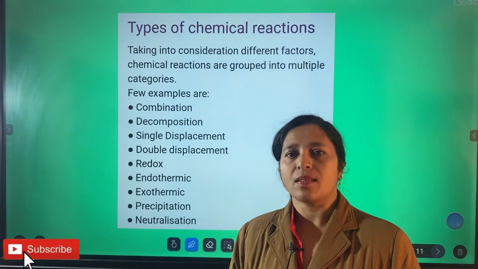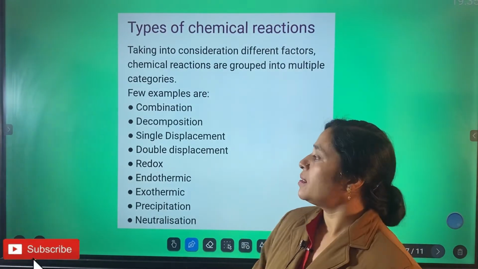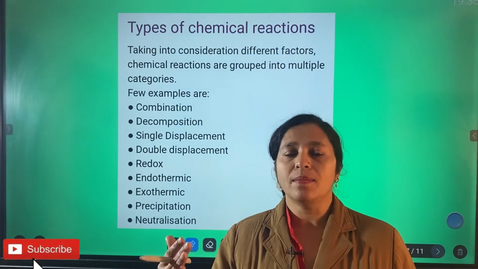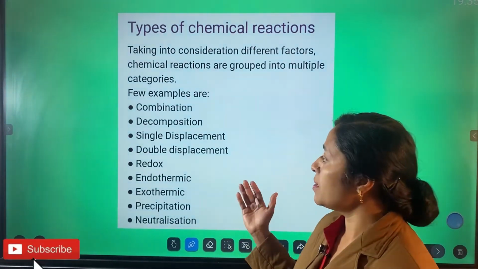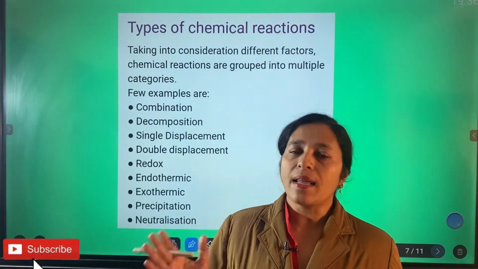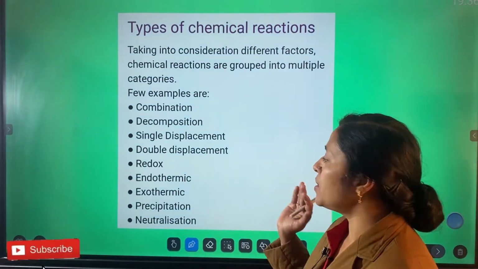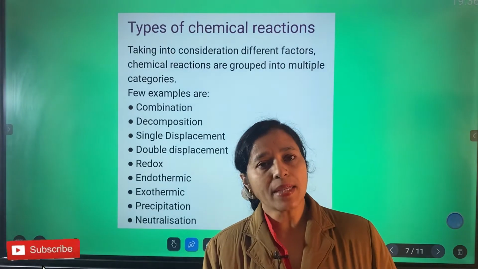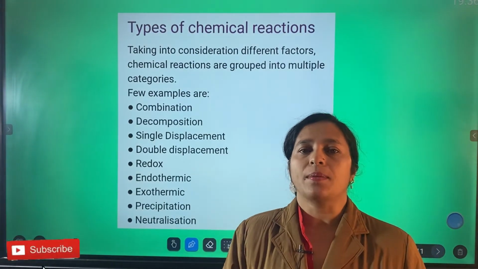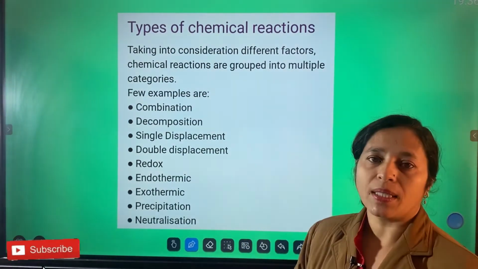Next is single displacement. Whenever one substance or one atom of a particular reactant gets displaced by the other atom, then it is a single displacement. Double displacement, when two or more atoms are displaced, then it is a double displacement reaction. Redox reaction, when oxidation and reduction, both the processes, occur simultaneously, then it is a redox reaction. Then next comes endothermic. What is endothermic? When in a reaction heat is absorbed, then it is endothermic, and when the heat is released, it is exothermic.